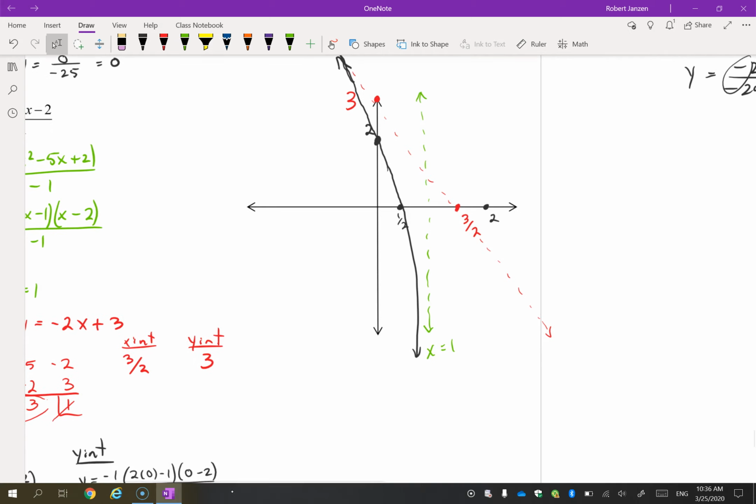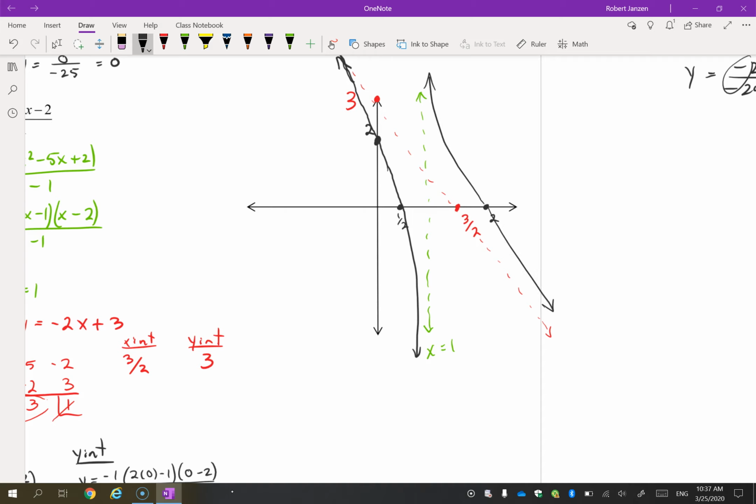Now looking over here, I know I have to go through this point here. So realistically, could I do something like this? Would it come like that? I don't think so, because it's crossing an asymptote. Okay, I know that it has to go through here. It looks like it should approach this asymptote, and it should approach this asymptote.